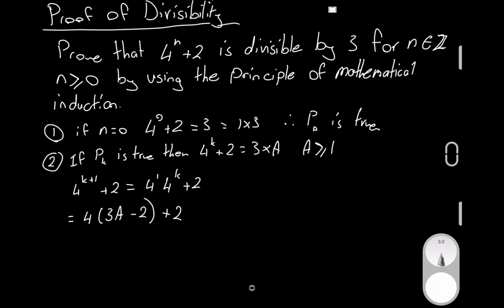We can take 2, I'm going to add 2 to it. What this is going to be equal to is 12a minus 8 plus 2, and just further simplify it down. 12a take 6, factorize it. We could take 6 out, but because we're looking at 3, we need to use 3 as our common factor.